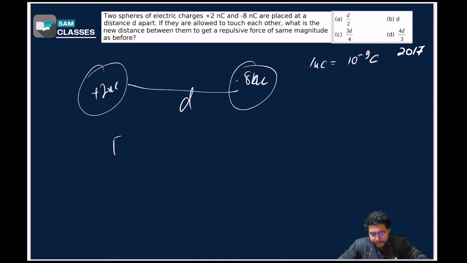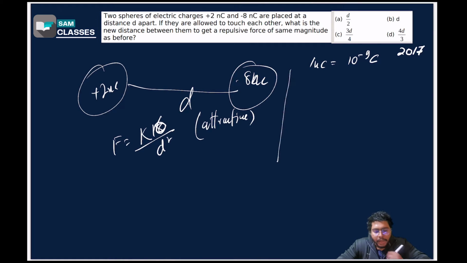Before that, when they're separated apart by distance d, what is the force acting? F is equal to k q1 q2 by d square, which is 8 into 2, 16 k by d square. Now since one is positive and one is negative, it will be of attractive nature. Correct. Now, what about the other situation?